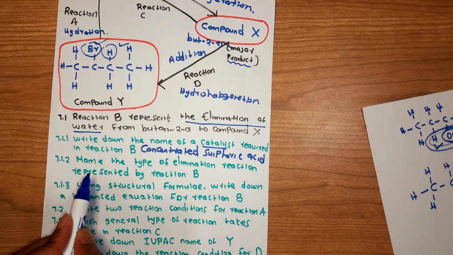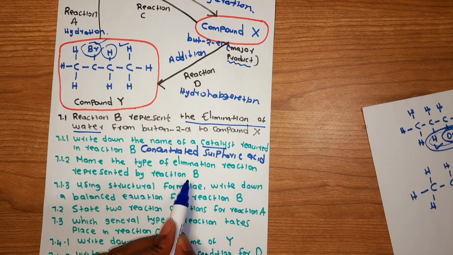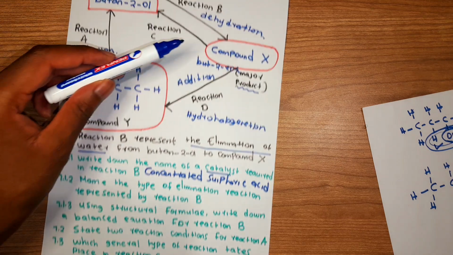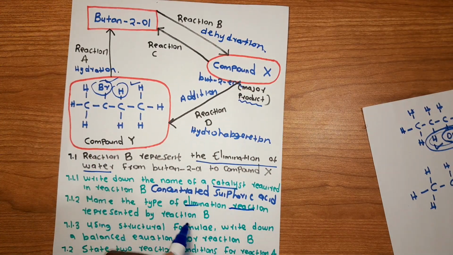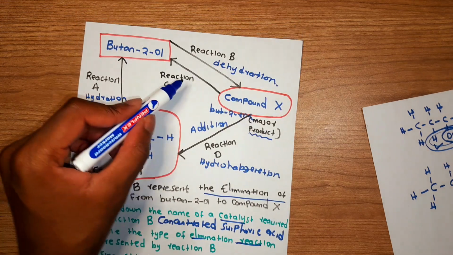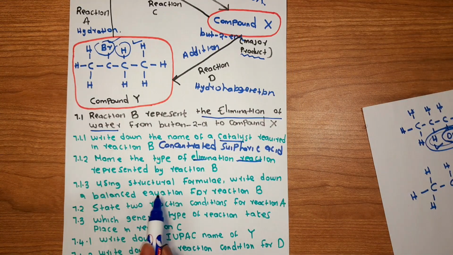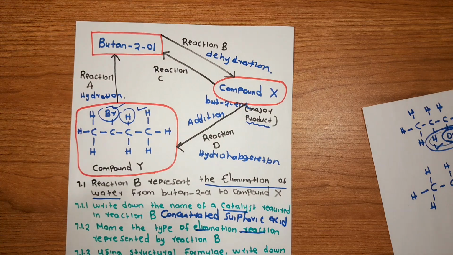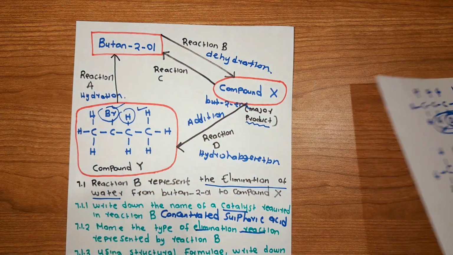Now they say, name the type of elimination reaction represented by reaction B. We've already answered it, right? We have already answered it. It is dehydration. Now they say, using structural formulae, write down a balanced equation for reaction B. So using structural formulae, we need to write a balanced equation for reaction B.